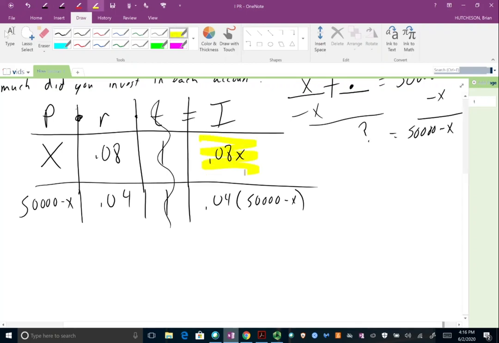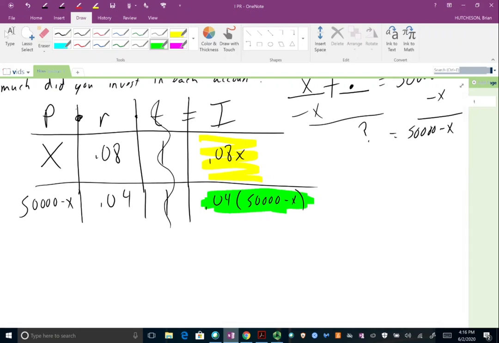What is this box? This is the interest that I made for my money that I put into the 0.08 account, the 8% account. What is this other one? It is the interest that I put into the account that was at 4%, or the 0.04.